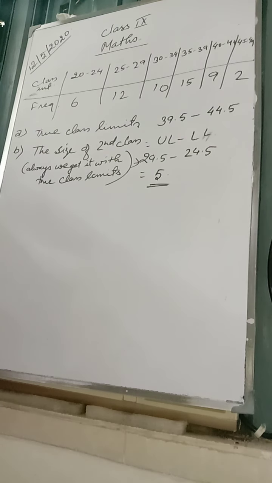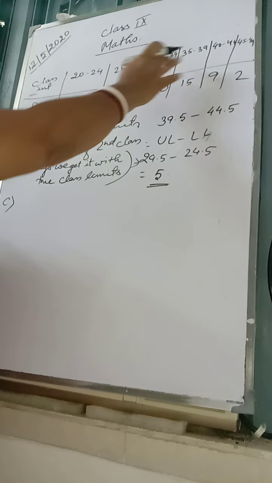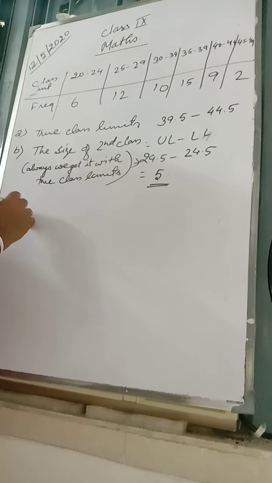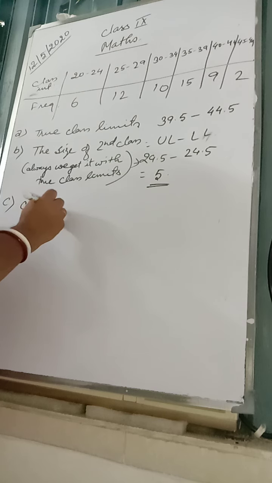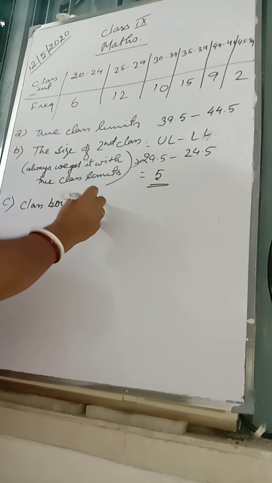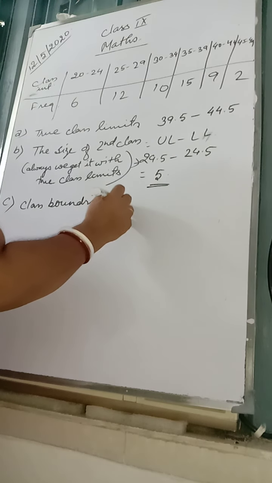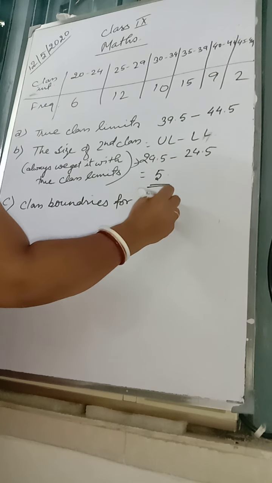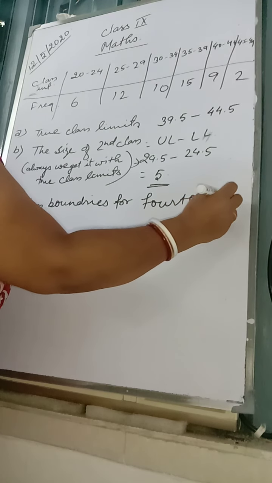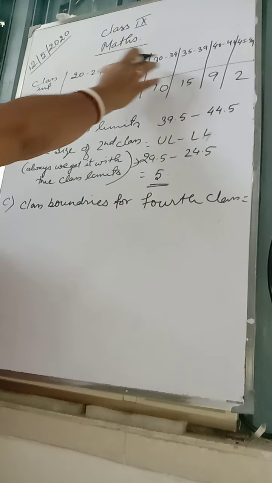Now the third question is the class boundaries of the fourth class. Class boundaries, I have told you, for non-overlapping we have to convert it into overlapping. So the fourth class: 1, 2, 3rd, 4th. So what will be the class boundaries? Class boundaries for the fourth class is equal to 1, 2, 3, 4.